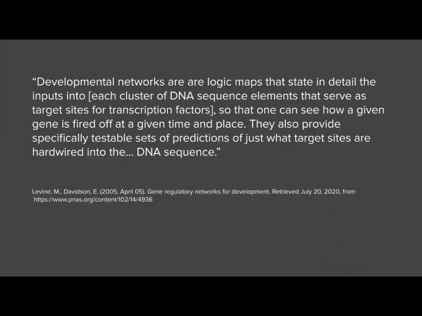First, a definition. A 2005 article by Michael Levine and Eric H. Davidson in PNAS states that developmental networks are logic maps that state in detail the inputs into each cluster of DNA sequence elements that serve as target sites for transcription factors, so that one can see how a given gene is fired off at a given time and place. They also provide specifically testable sets of predictions of just what target sites are hardwired into the DNA sequence. But what does this mean?